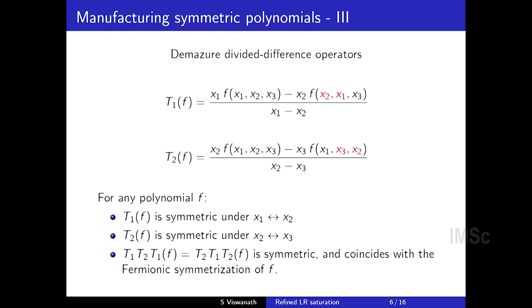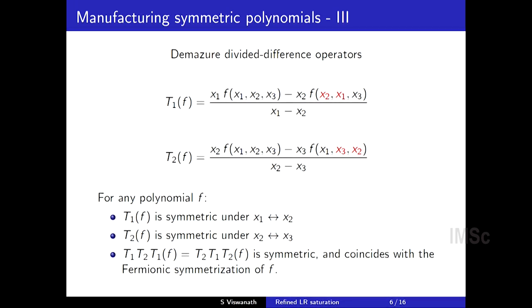Given a polynomial f as input, the first operator T1 will act on the first 2 variables alone. So observe, it's x1 times f(x1, x2, x3) minus x2 times f with x2 and x1 swapped. It swaps the 2 variables, then multiplies things by x1 and x2 and so on, and divides by x1 minus x2. Now T2 likewise operates on the last 2 variables, on x2 and x3.